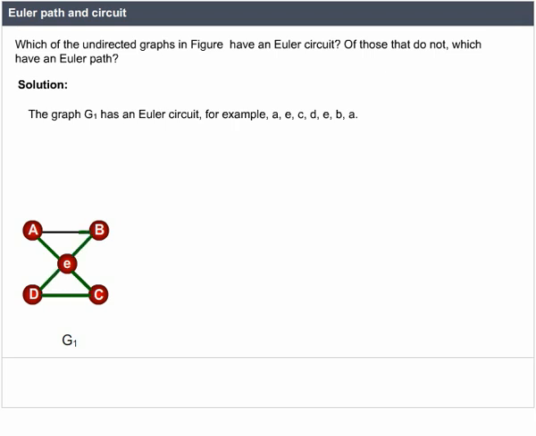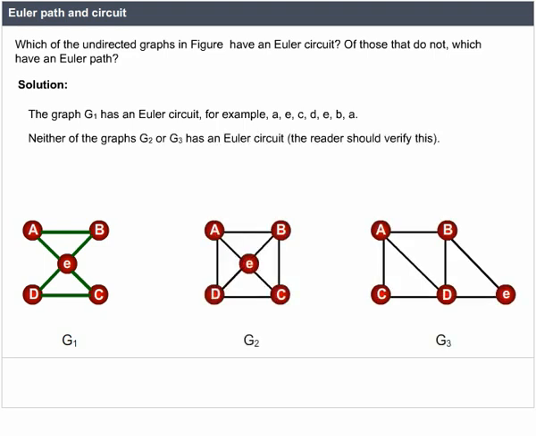Neither of the graphs G2 or G3 has an Euler circuit. The reader should verify this. However, G3 has an Euler path, namely A, C, D, E, B, D, A, B. G2 does not have an Euler path.